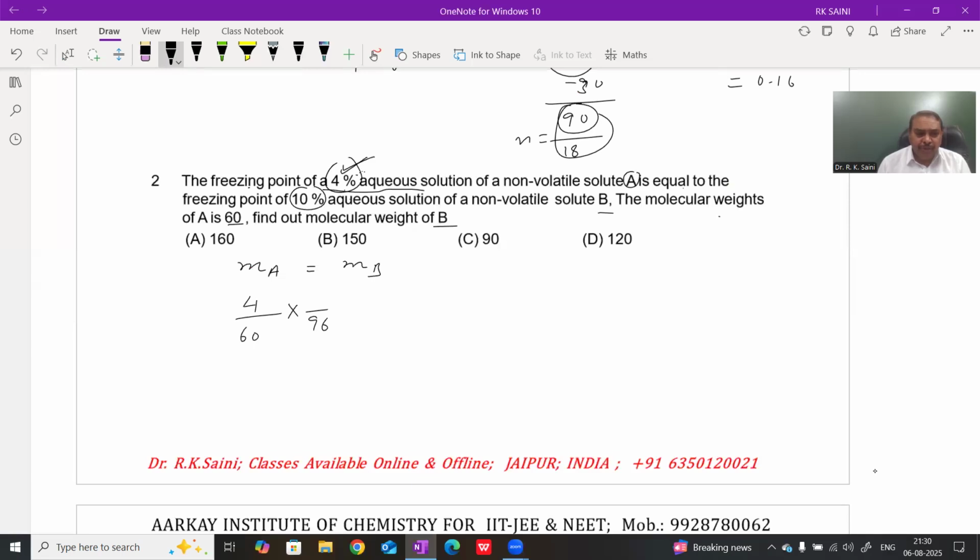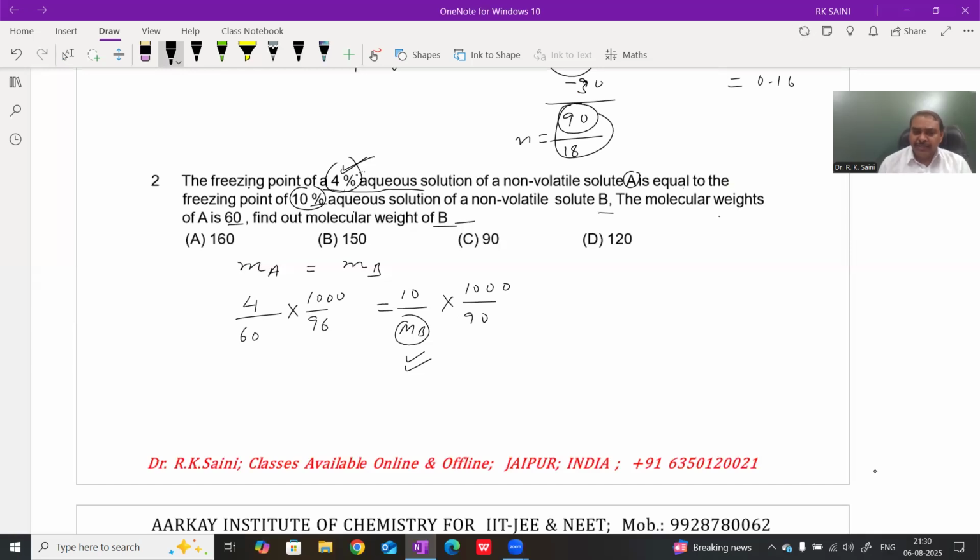4% means 4 gram of A in 100 gram of solution. Therefore, the weight of solvent is 96, and that gives the molality. In the other solution, the weight of B is given as 10%, meaning 10 gram of B with molar mass MB, present in 100 gram of solution. Therefore, the weight of solvent is 90. And then we shall solve this equation and find the molar mass of B.